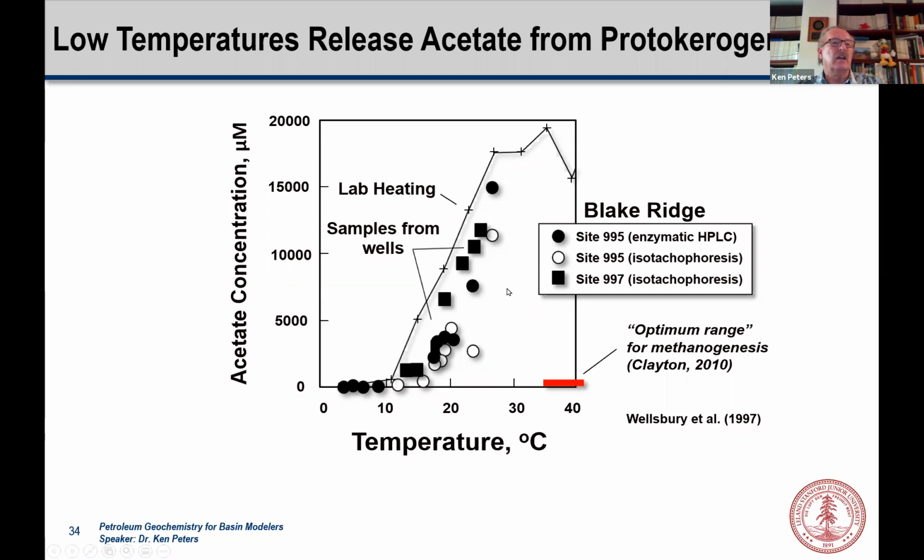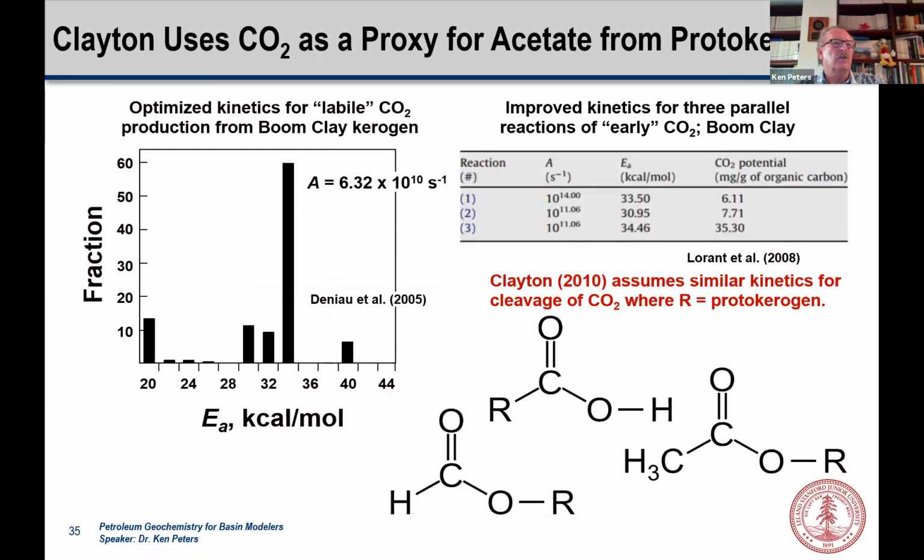They're measuring the acetate using different types of electrophoresis, isotachophoresis, and enzymatic high pressure liquid chromatography to measure those compounds, to measure the acetate here. So it looks like low temperatures are indeed releasing acetate from the protokerogen, and this may indeed be the main control.